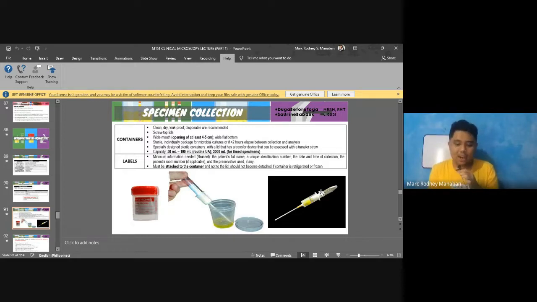Alright? Okay. Now, for the labels, of course, alam niyo na yun. Okay. Labels, minimum information according to Brunzel. The patient's full name, of course. Unique ID number. The date and time of collection. The patient's room number and the preservative used, if any. That's the minimum. Alright? Minimum. So, pwede pang more than the given information there. Alright? Depende na yun sa lab.